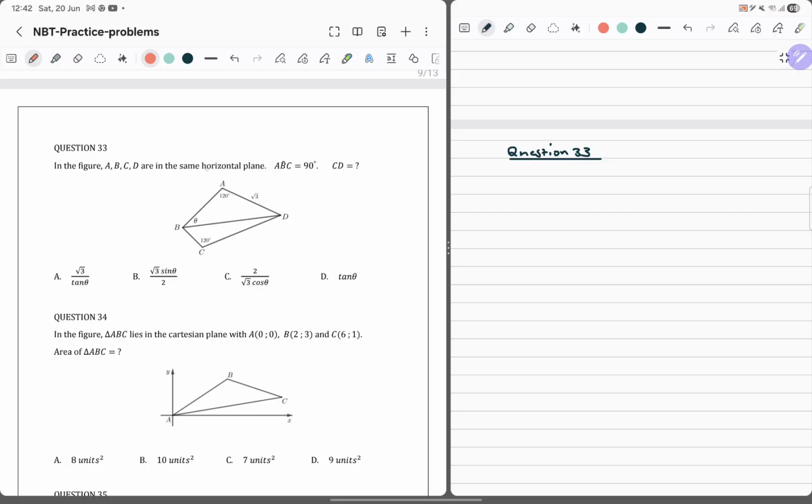Okay, this is in the same horizontal plane, right? A, B, C, and D. So all of these are on the ground. So this is a 2D structure, not 3D. ABC is 90 degrees, and CD is what we want. Okay. Easy stuff.